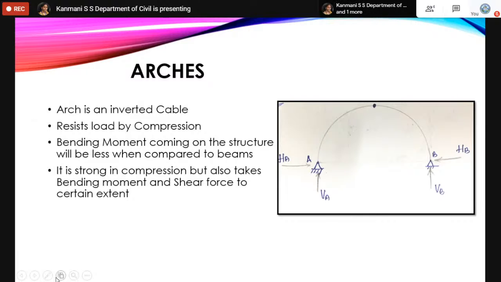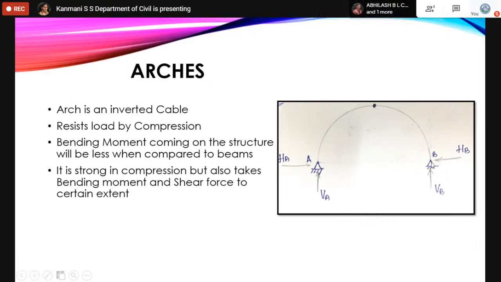An arch structure. An arch is said to be an inverted cable structure. It resists load only in compression. You can observe here, if I apply a load at this point like this, this entire arch tries to fall down like this. To take care of this, two hinges are provided at the abutment.